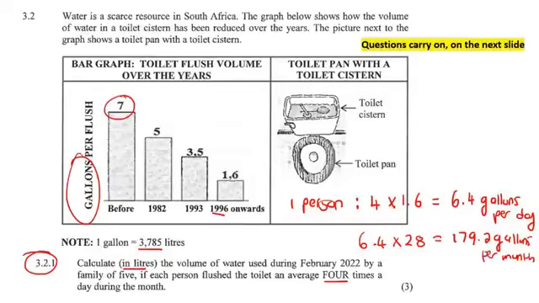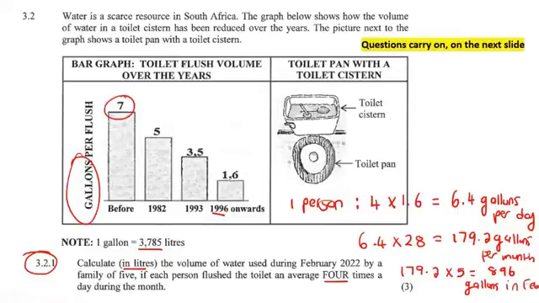That's for one person. Now, how many people are there in this family? There are 5 people. So we take that amount and multiply it by 5, and that gives us 896 gallons for that month. So that's how many gallons they used in Feb.